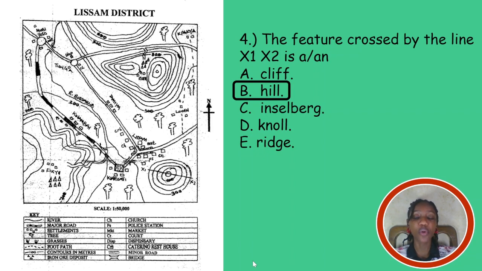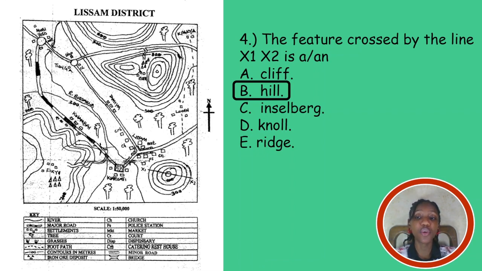Option C, Inselberg, is an isolated hill or a mountain that rises abruptly from a flat plain. On the map, the feature crossed by X1, X2 is not isolated. It's part of a wider elevated area with surrounding relief, and hence it doesn't fit the description of an Inselberg. So option D, a knoll. A knoll is a small or rounded hill. Simply, it is a low hill, and the feature crossed by X1, X2 is nearly 500 meters tall, and this suggests that it's too large to be called a knoll.